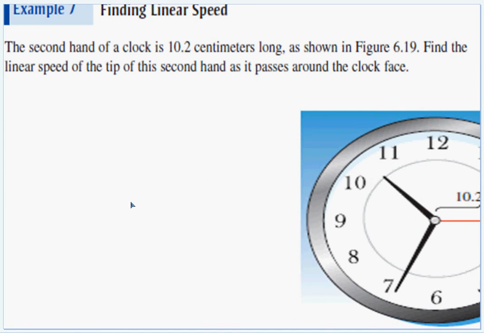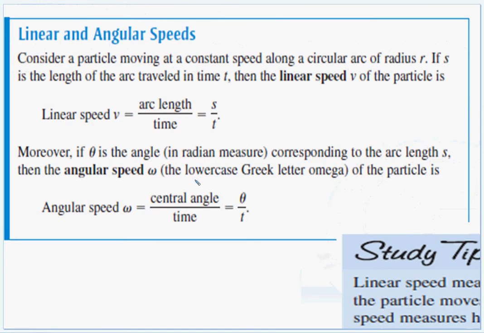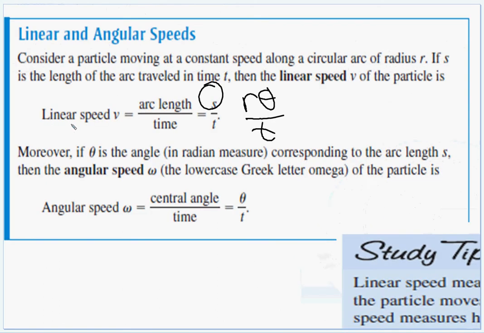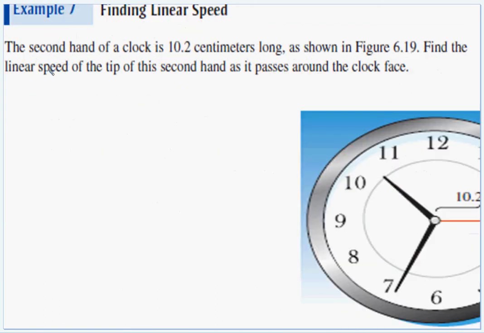So let's see here. First, we need to find the distance around there. Well, remember I said to make this S into its own R times theta and divide by t. So let's use that. We're finding linear speed, so we're going to use that little v. Linear speed is equal to R times theta divided by time.